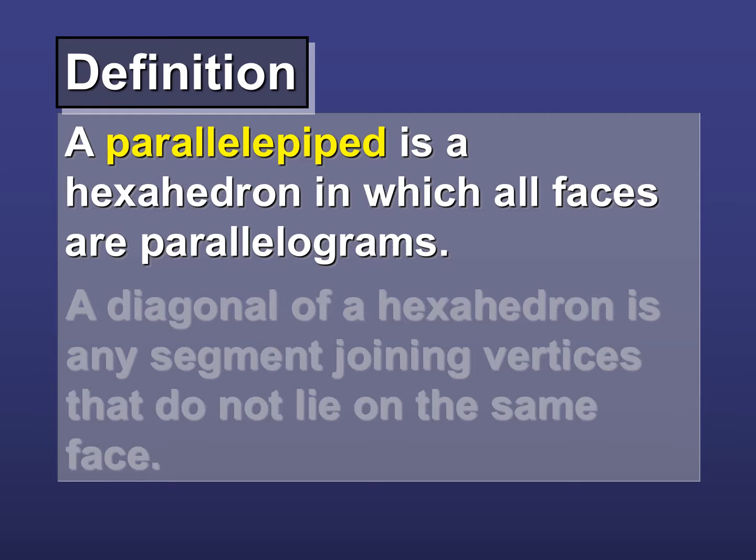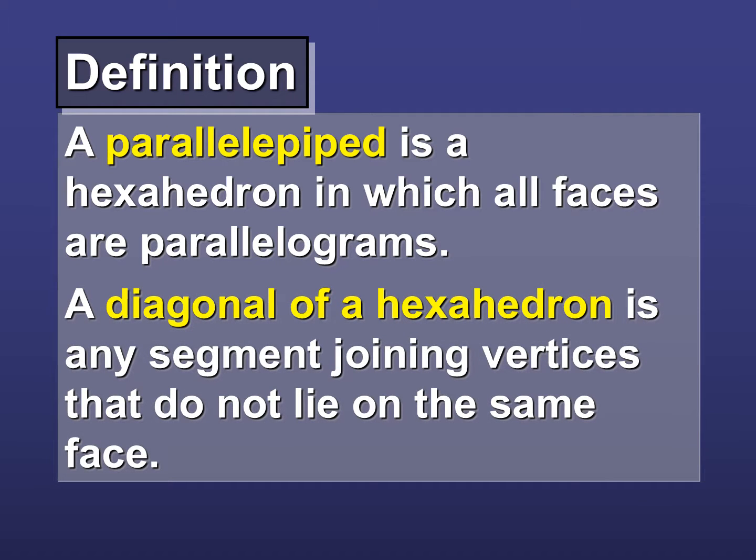Then we have what's called a diagonal of a hexahedron. And so remember, a hexahedron is a 3D shape. So the diagonal is going to go from one corner of the hexahedron, and it's actually going to go through the shape. So it's traveling through the center of the hexahedron. It's not going to be traveling on any of the faces, but it's going to connect one vertex to another vertex, but those 2 vertices don't lie on the same face. So it's traveling through the hexahedron.